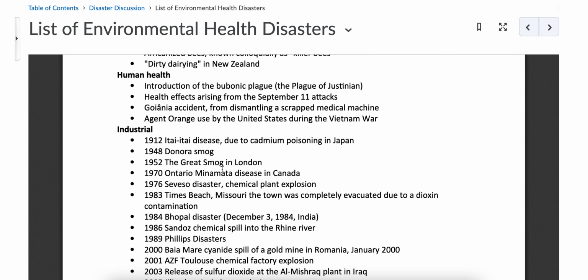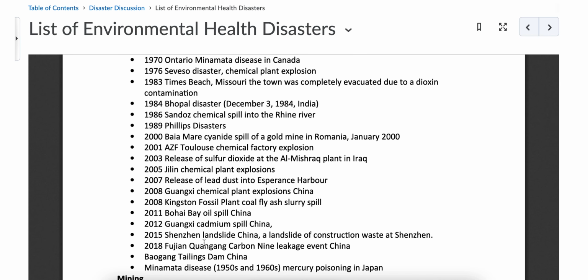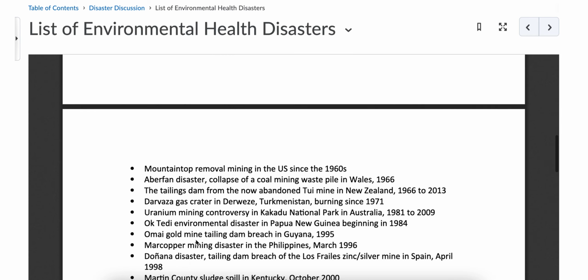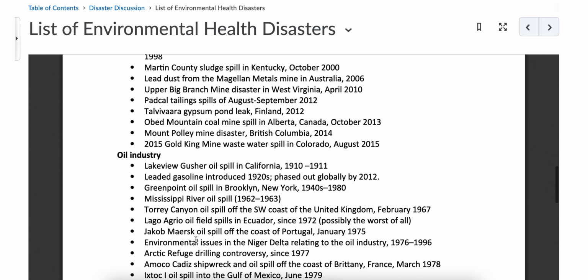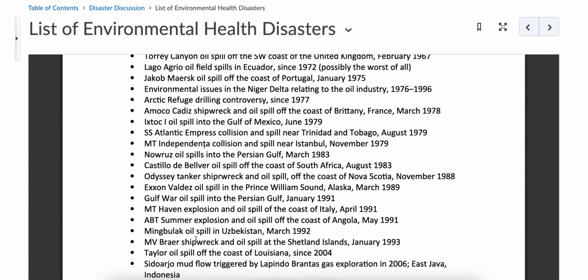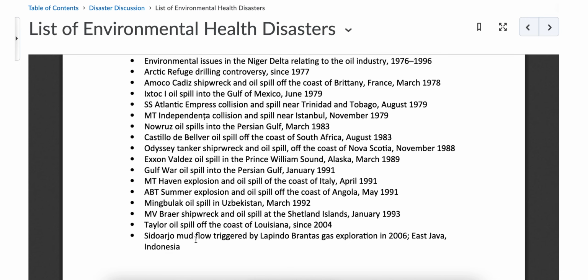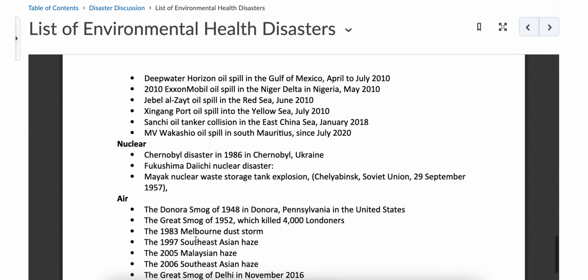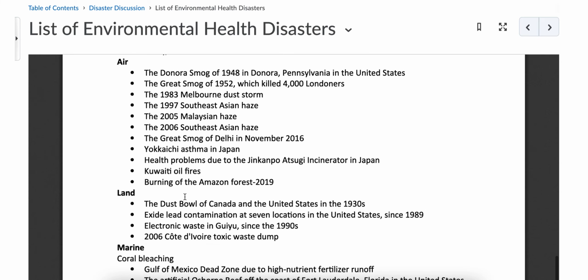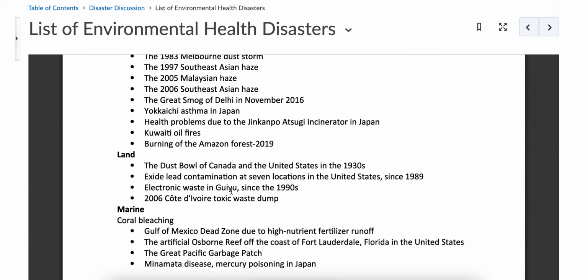The industrial ones have dates from 1912 all the way to things like 2018 or 2015, just looking at different landslides that have been caused, or China's built a lot of dams, and so there's been a lot of environmental things that have come from that. You've got mining ones that you can look at. Oil industry has had their fair share of environmental things. And then you've got a couple of nuclear ones here, and also some air, land, and marine ones. So really whatever you're interested in, there should be one.